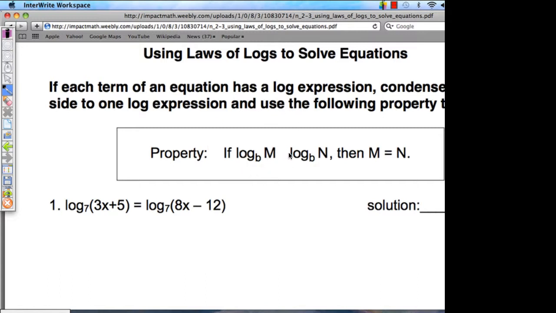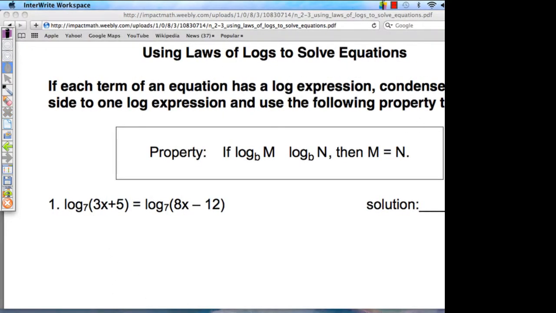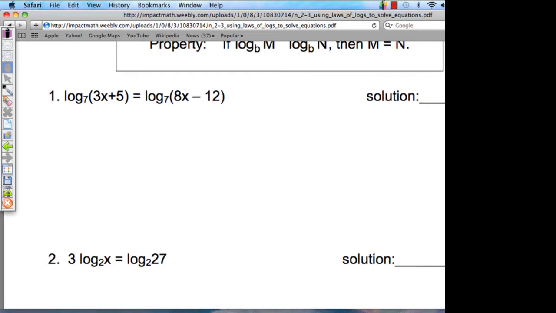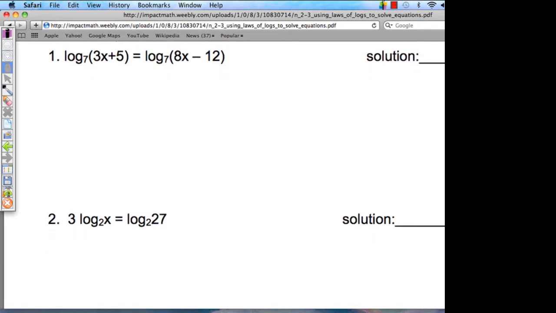If log base b of m equals log base b of n, then m equals n. All that means is if these are equal, the log and the base, then it follows that what's behind them here must also be equal. So by doing that, let's look at this first example. I'm going to pull this up a little higher so I can get two examples on the screen.